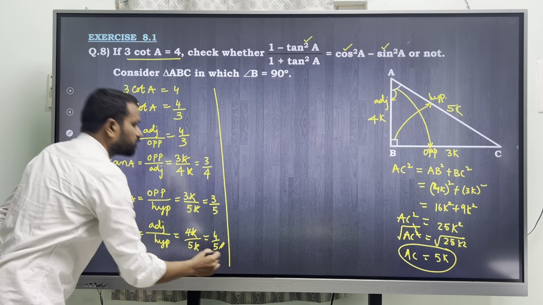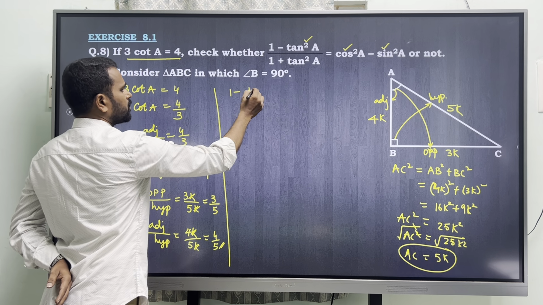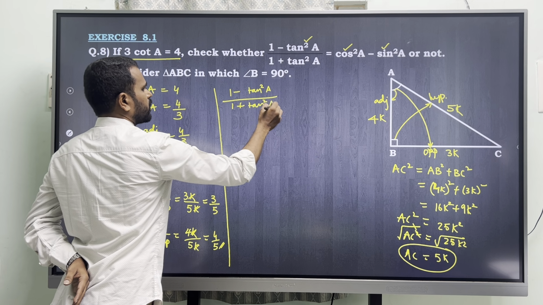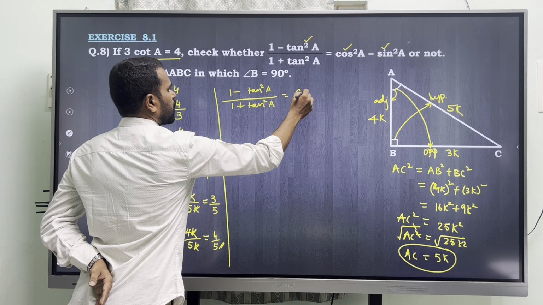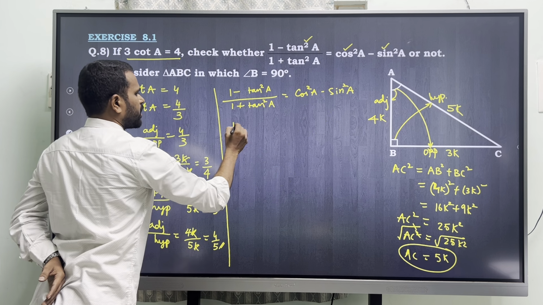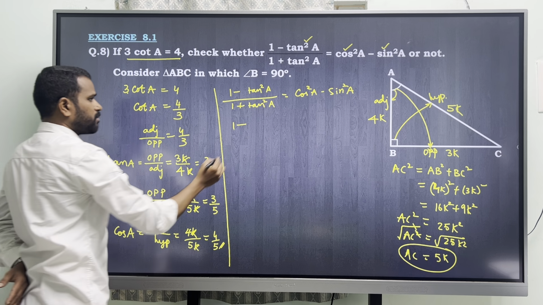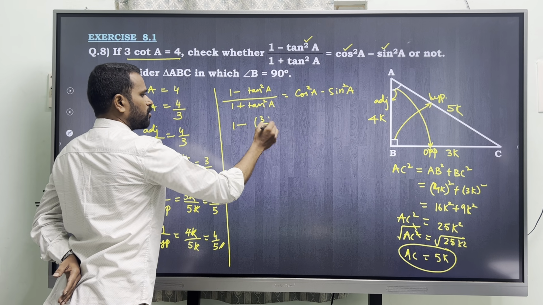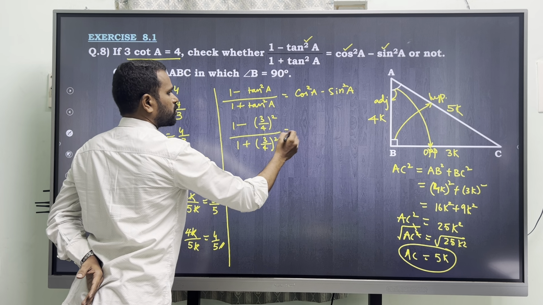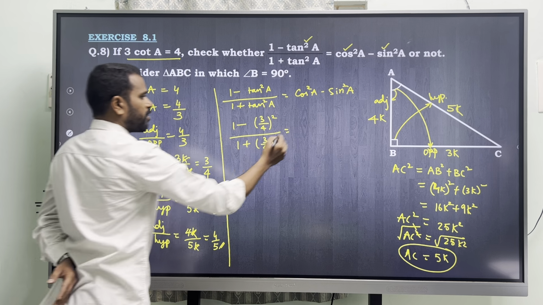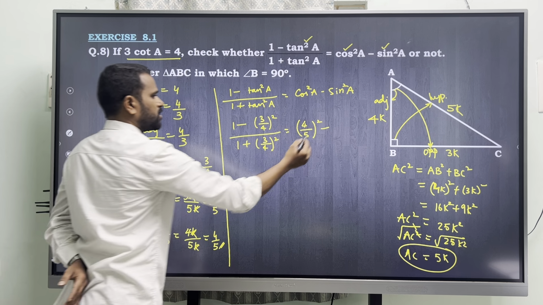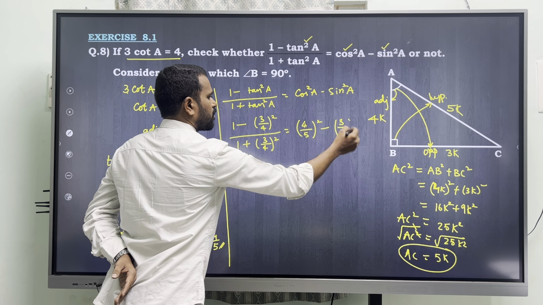Now let us check this. 1 minus tan square A by 1 plus tan square A is equal to cos square A minus sin square A. 1 minus tan A, how much is tan A? 3 by 4, right? 3 by 4 whole square, 1 plus 3 by 4 whole square, is equal to cos A, how much? 4 by 5 whole square minus sin A, how much? 3 by 5 whole square.